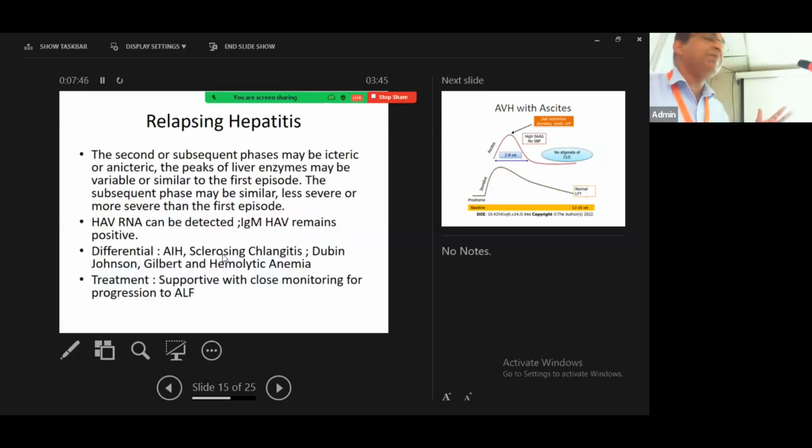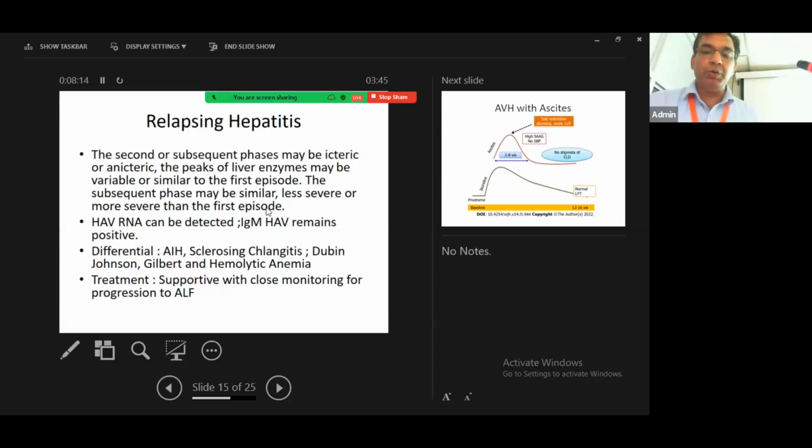The peaks of liver enzymes may be variable. They can be similar to the first, or even higher or lower. They may have the same severity, less severity, or even go up to liver failure. So the relapse doesn't signify that it will be a severe disease or a lesser disease. Anything can happen. HAV RNA can be detected, and IgM anti-HAV remains present.